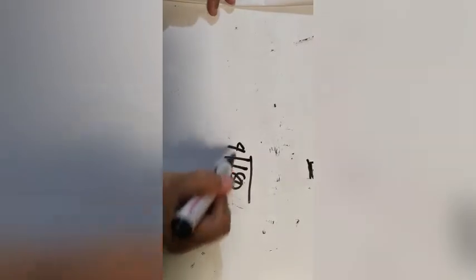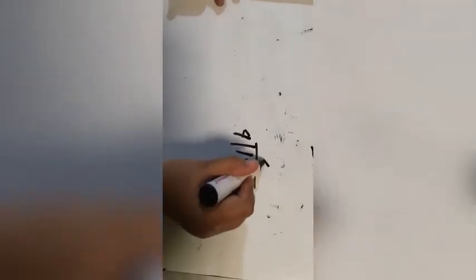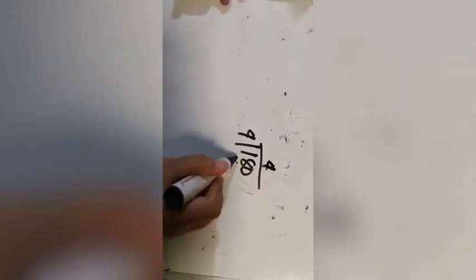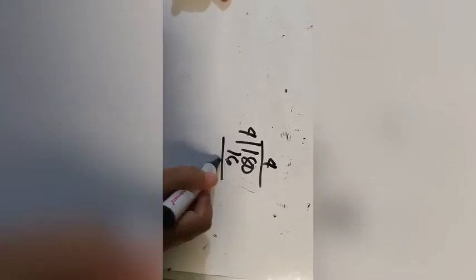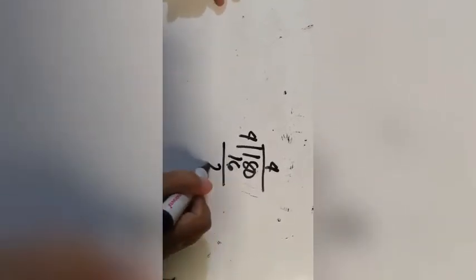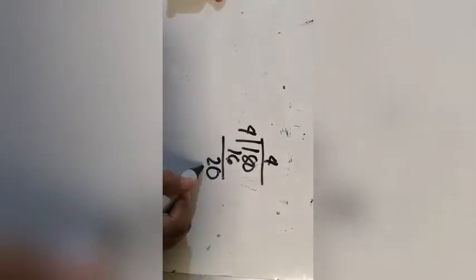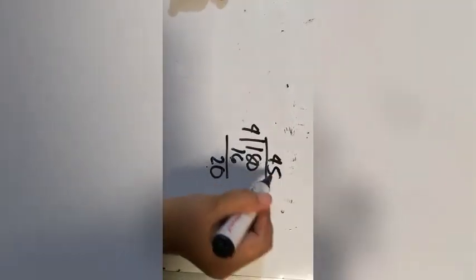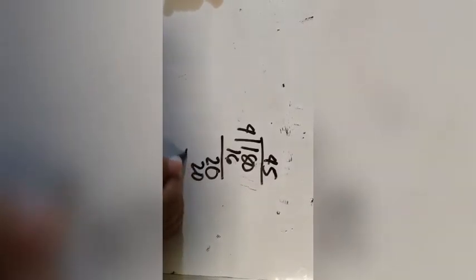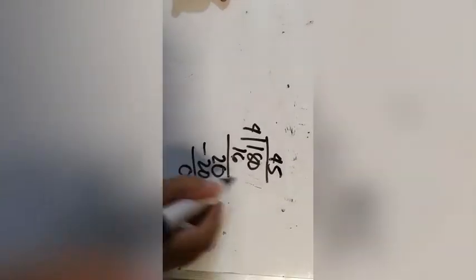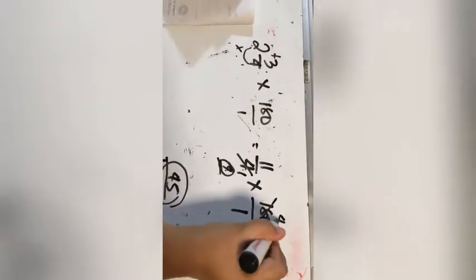180 divided by 4. So 18 divided by 4 is 4. 4 times 4 is 16. And then subtract it. 8 minus 6 is 2. And 1, 1, 0. And then bring down 0. 20 divided by 4 is 5. 5 times 4 is 20. Minus, it's 0 na. So, therefore, 45. So, cancel that one. This is 45.